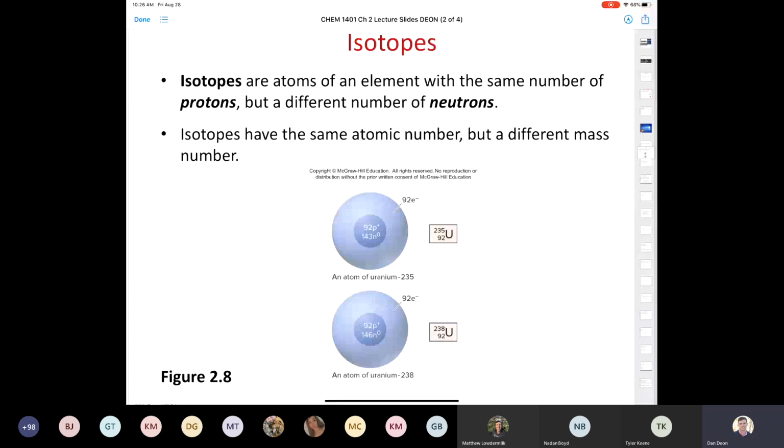If you ever watched The Simpsons, you probably heard of the Springfield isotope. It says here, isotopes are atoms of an element with the same number of protons, but a different number of neutrons. Isotopes have what? The same atomic number. Why would that be? Because they're the same element, okay? But they have a different mass number. Remember, I told you that an element is always identified by the number of protons.